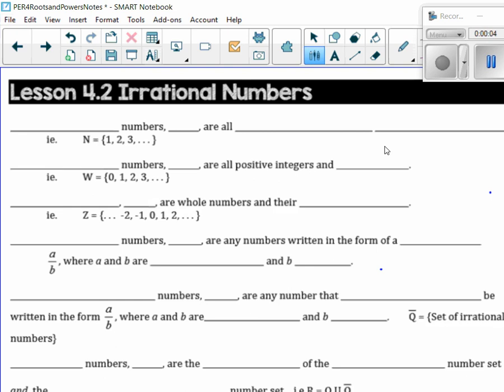1, 2, 3, ... What's that called? And the hint, I guess, it starts with an N. Yes, natural numbers, N, are all counting numbers.